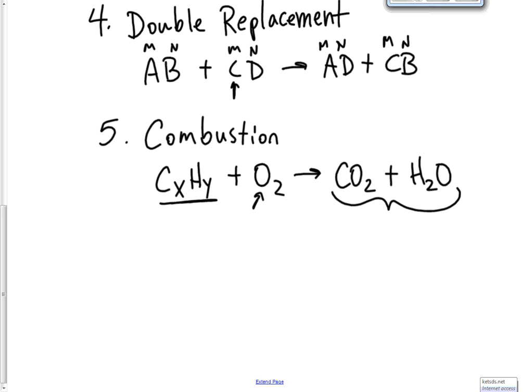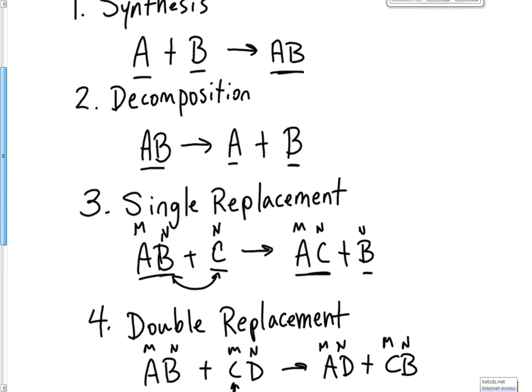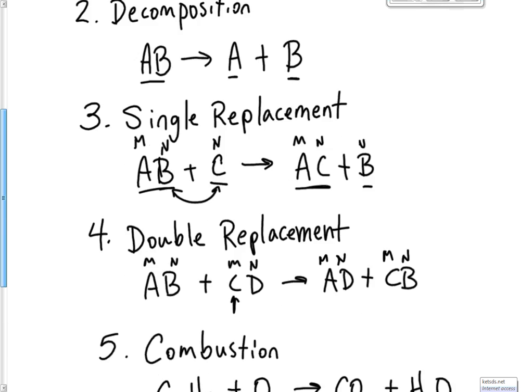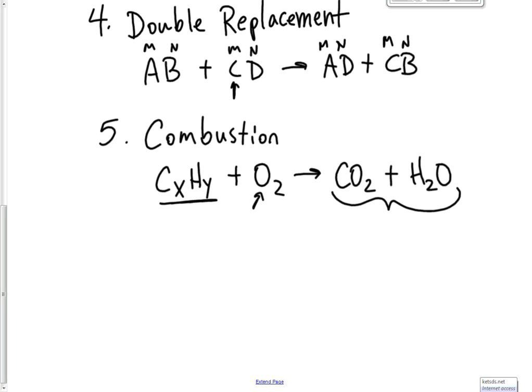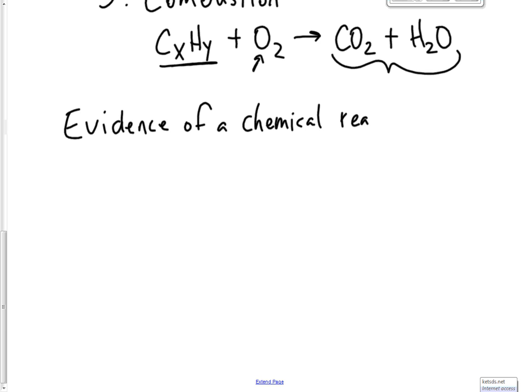We're going to focus, typically when we get into predicting products, on synthesis, single replacement, double replacement, and then you'll have some combustion as well. A lot of times it's difficult to predict decomposition problems. But for now, those are your 5 types. Now we need to talk about evidence. Evidence of a chemical reaction.